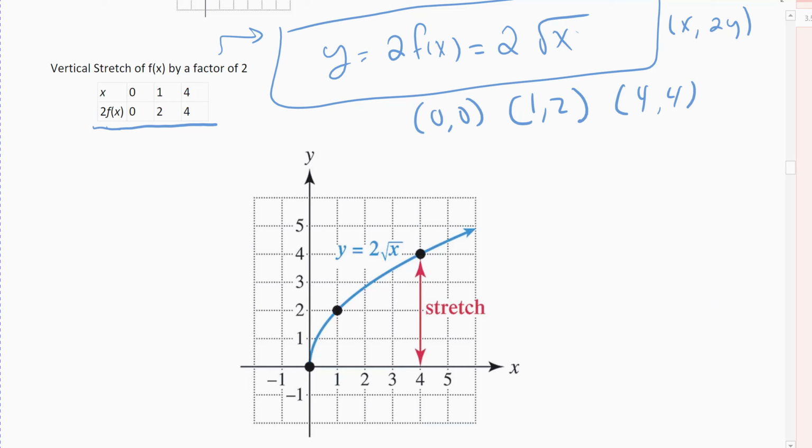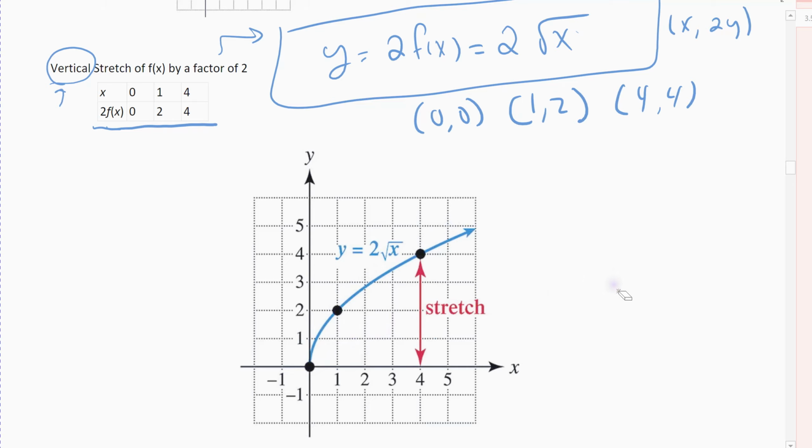I'm stretching it. I'm pulling on it and moving it in an upward fashion. So it's moving vertically, stretching it up or down by a factor of 2. My original graph was 0, 0, 1, 1, and 4, 2, right? That was the original graph, square root of x. And that original graph got pulled up by 2. Every single y value on this function got multiplied by 2, and it was a vertical stretch of 2.